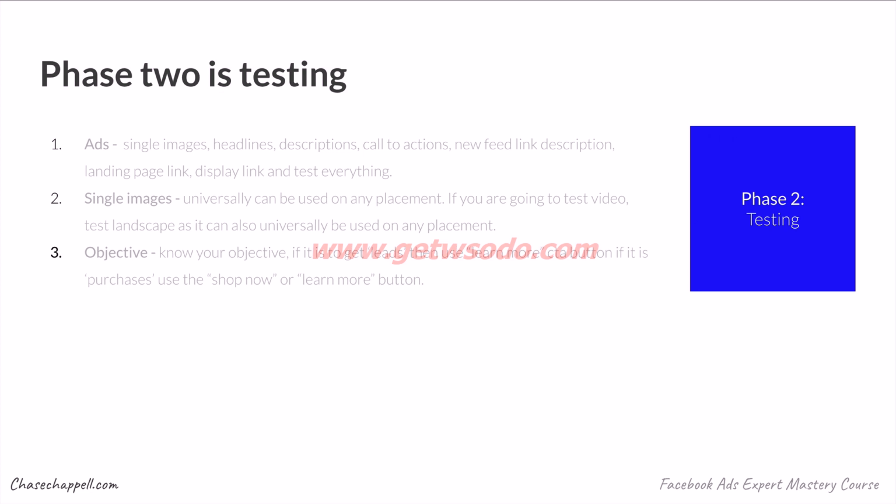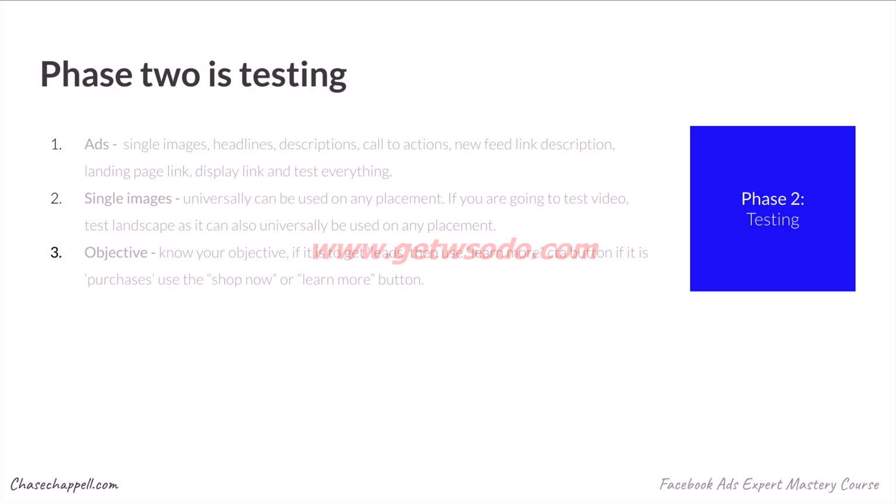Then the reason we want to test single images is because single images universally can be used on any placement. If you're going to test video, test landscape, as it can universally be used on any placement as well. What I mean by universally is that it will work on stories, Instagram, Facebook feeds, Messenger, WhatsApp, and the list goes on. It just means that it can show in a lot more places than having portrait shots can.